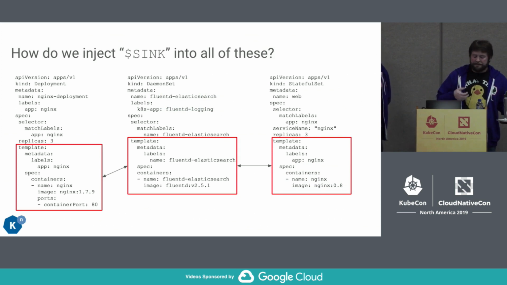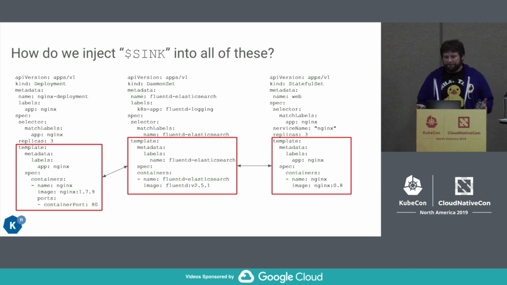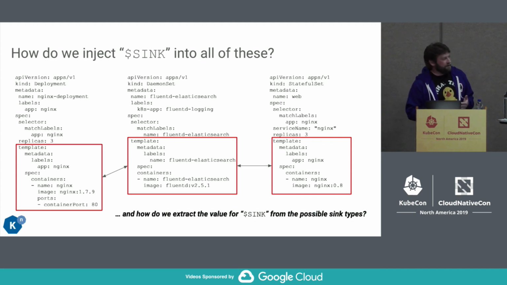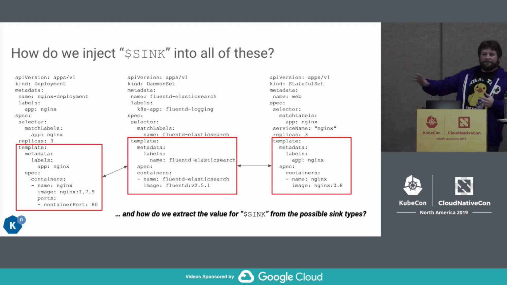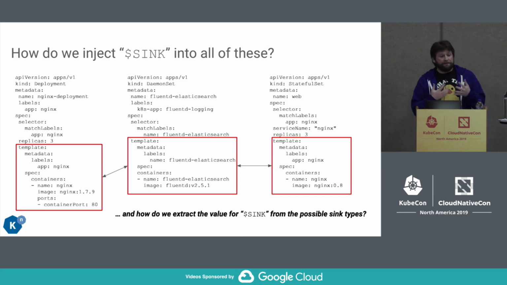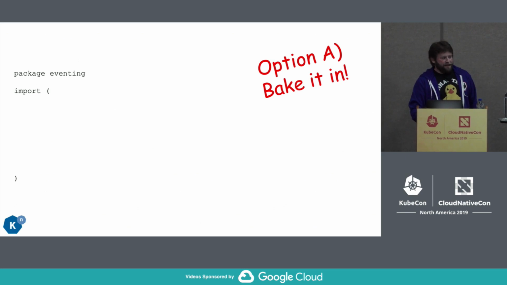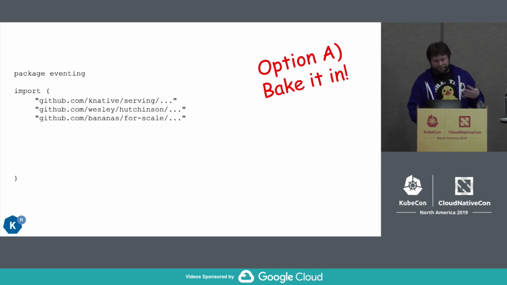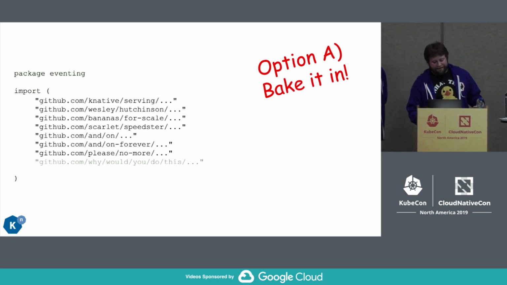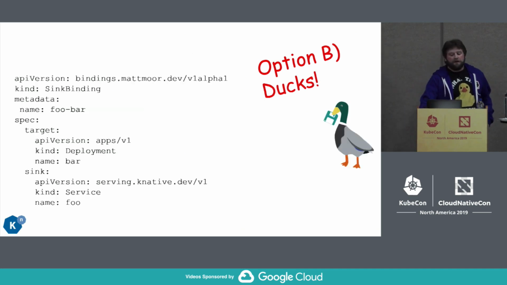So the question is, how do I stick a sync environment variable into all of these? And how do we take all of the things we might want to deliver events to and extract the address to send those things there, the value to put in this sync environment variable? Option A, we bake it in, right? Okay, that gets tedious.